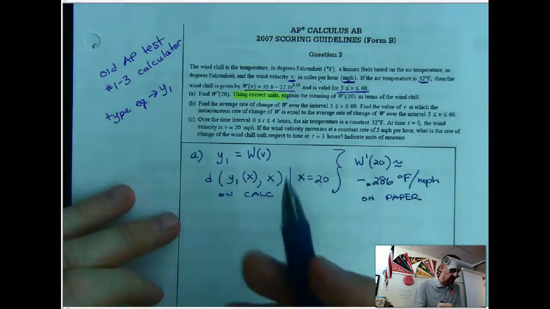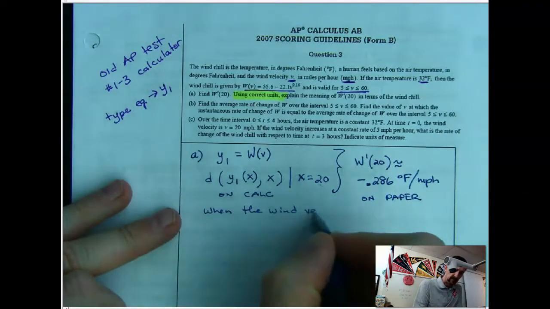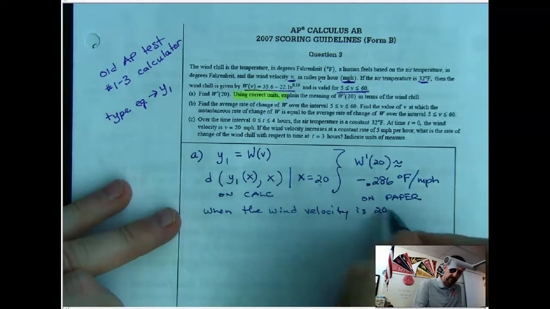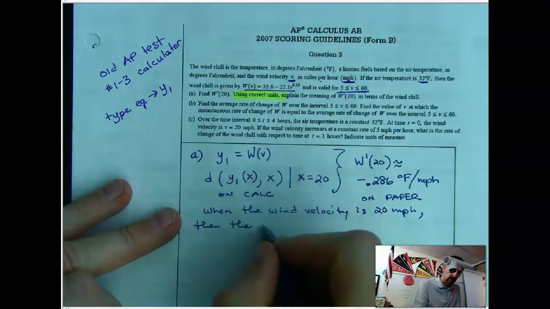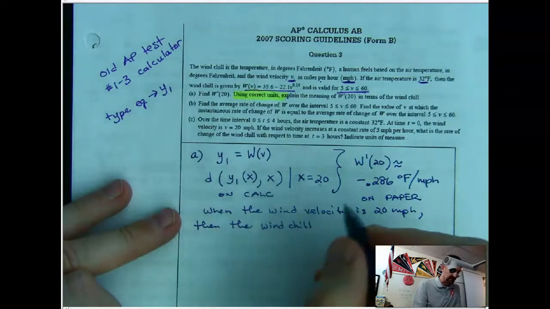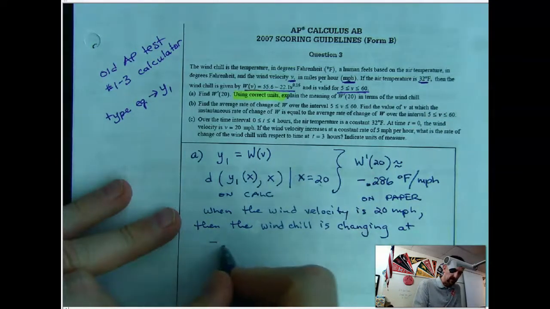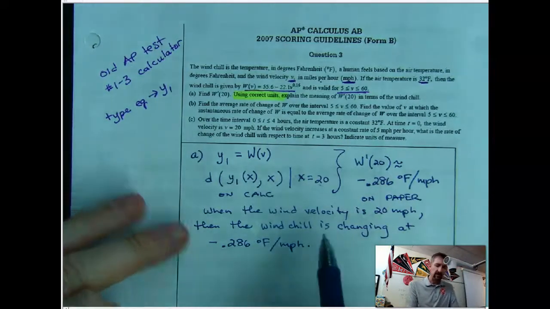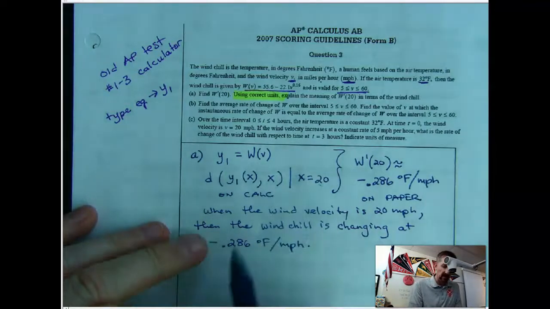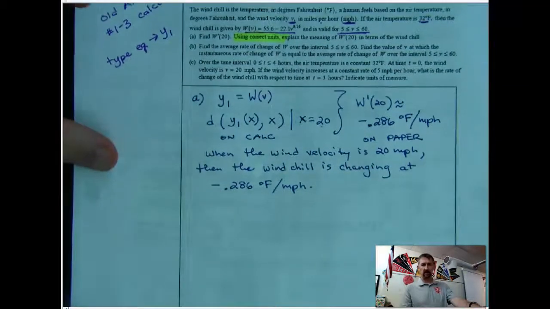Okay. So what is that saying? It's saying when the wind velocity is 20 miles per hour, then the wind chill is changing at negative 0.286 degrees Fahrenheit per mile per hour. Now, if you said the wind chill is decreasing at a rate of, then you would not put the negative on there. The word decreasing would imply that it was negative. So you want to be careful about that little detail.